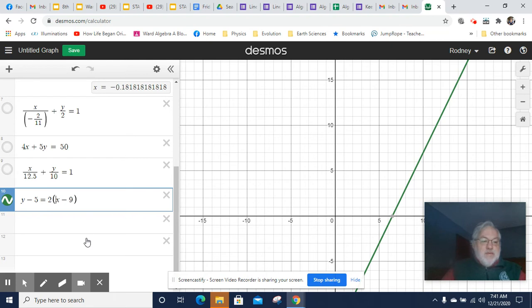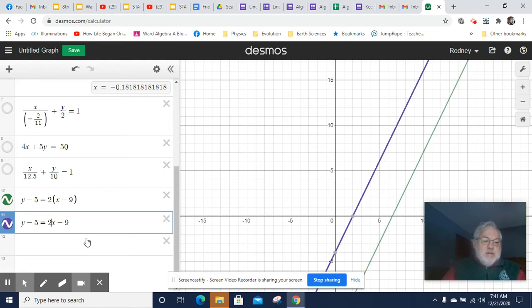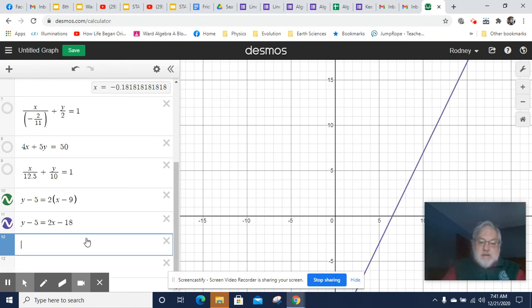All right, well, first thing I want to do is distribute the 2. So I'm going to copy and paste there. 2 times x minus 18. Now, I want to get all the variables on one side and all the numbers on the other side. So I'm going to start by subtracting 2x from both sides. So I get negative 2x plus y minus 5 equals negative 18.